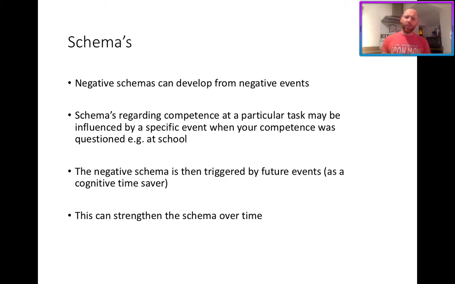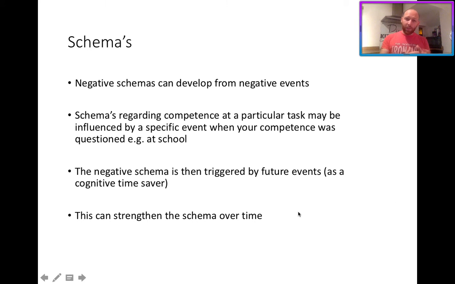That one event can develop a negative schema about your competence in a subject. And I remember a friend of mine once telling me a story about studying English, and he wrote this poem and he thought it was a really good poem, and they submitted it, and the teacher accused him of plagiarising it because it was really good. And as a result, he developed this sort of negative schema that he wasn't good at English. And that would have been self-reinforcing later.